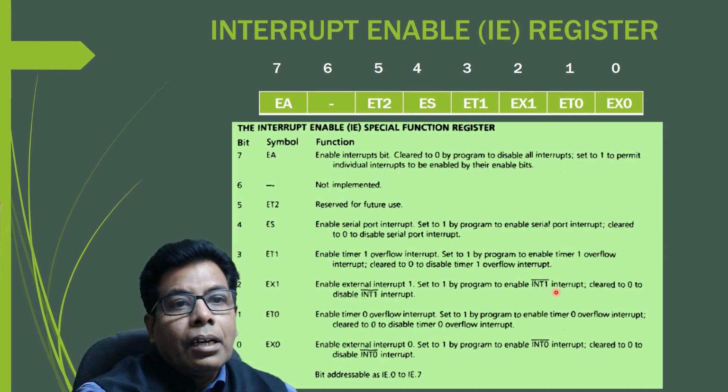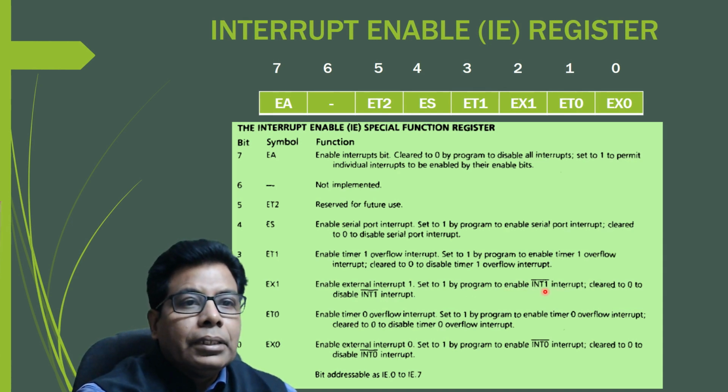Then next is EX1, that is enable external interrupt 1, set to 1 by program to enable INT1 interrupt. This is the pin on the 8051 microcontroller. Clear to 0 to disable INT1 interrupt. Then next is ET0, that is enable timer 0 overflow interrupt. Set to 1 to enable, and if it is 0 it will disable the timer 0 overflow interrupt.